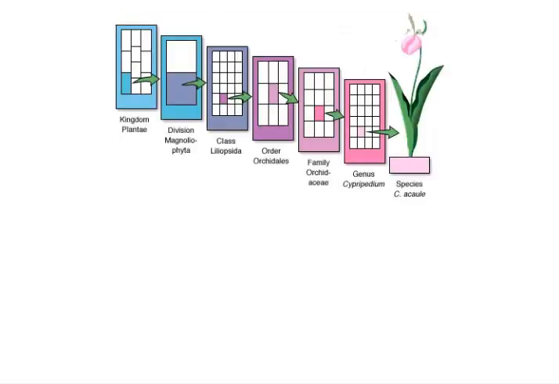Each taxonomic category can contain a number of smaller categories. For example, a kingdom contains many phyla or divisions. A phylum or division contains a number of classes, and so on. The smallest category, the species, is defined as a group of organisms capable of interbreeding.